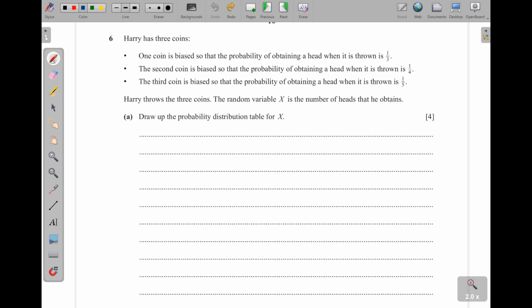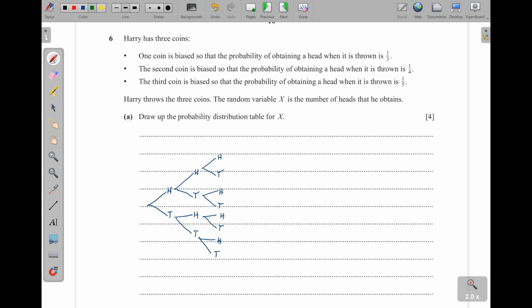Now, I can first draw the tree diagram just to show you what is happening here. So I can have head and then tail, because those are the possible outcomes when you throw a coin. So we have also here head and then tail. Then here you have head, tail, head and tail, head, tail, and then here head and then tail.